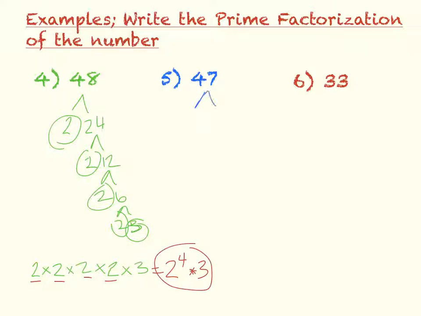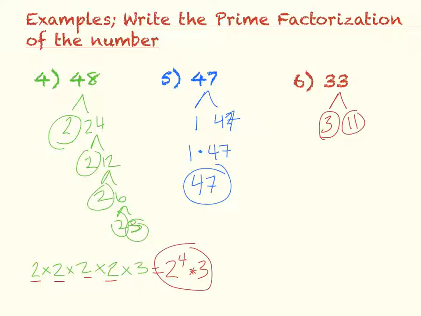And the next one, 47. 47 is actually a prime number, so it cannot be broken up into anything. So the prime factorization is technically just 1 times 47, or just 47, because it is a prime number already. And the last one, 33, breaks into 3 and 11, and then these are both prime numbers. So that means the prime factorization is going to be 3 times 11, and that is your final answer.